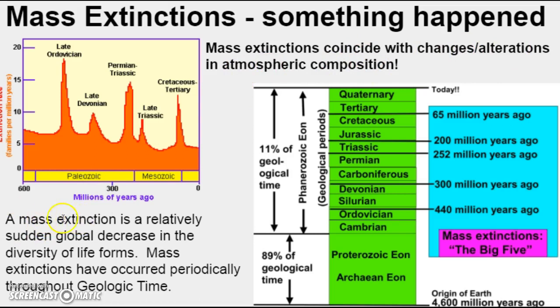So what is a mass extinction? Well, a mass extinction is a relatively sudden global decrease in the diversity of life forms. Mass extinctions have occurred periodically throughout geologic time, and there are five big ones: 440 million years ago, at the end of the Ordovician; 300 million years ago, at the end of the Devonian; 252 million years ago; 200 million years ago; and 65 million years ago, right?